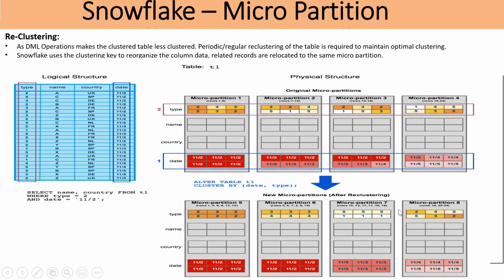Whenever you query something, it goes and identifies the partitions. So if you give this query, select name from the table where type is equal to 2 and date is equal to 11/2, how many partitions does it have to scan in the upper one, before the clustering? Think of this as natural clustering, a regular table you have created and then inserted the data. If you issue this query where type is equal to 2 and date is equal to 11/2, how many micro partitions does it have to scan?